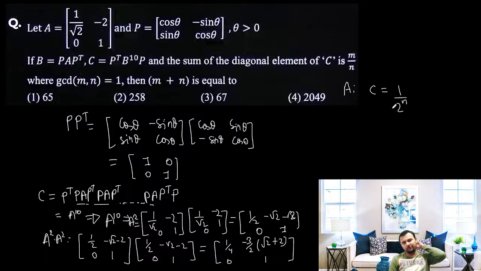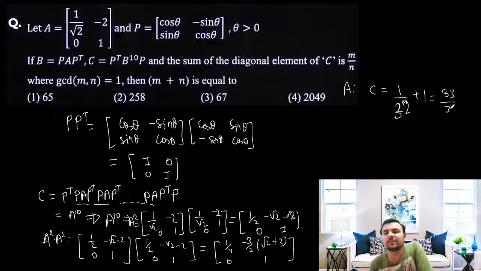This is 4, 4, 4, 8. It will become 16. 16 into a square. A square is 1 by 2, 1 by 32. It will become 1 by 32, and plus 1, which is 33 by 32. M plus n is 32 plus 33, 65. Trace of C will become, which is a to the power 10, 65. So option, this is correct.